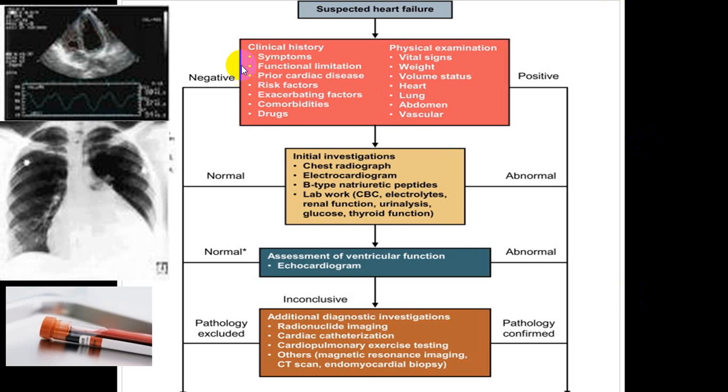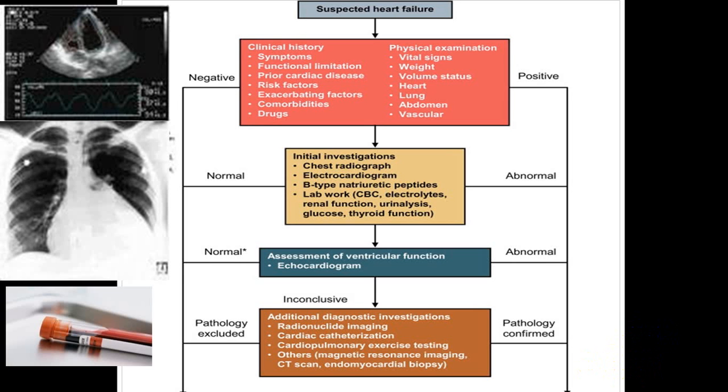Now, if the person has limitation to his functional activity, depending upon that we grade them according to NYHA classification from grade 1 to grade 4, and according to ACC we grade from A, B, C, D. So you grade them according to that history.